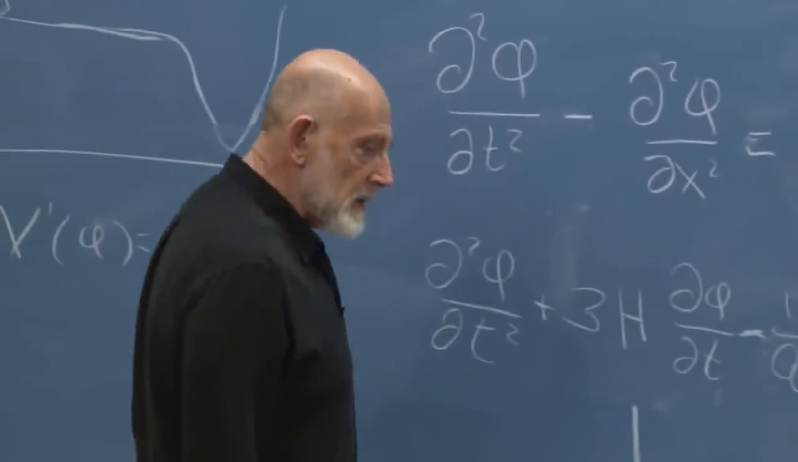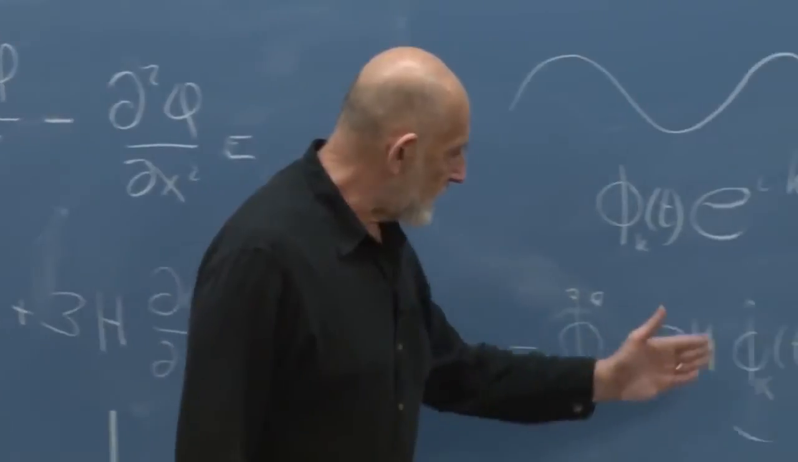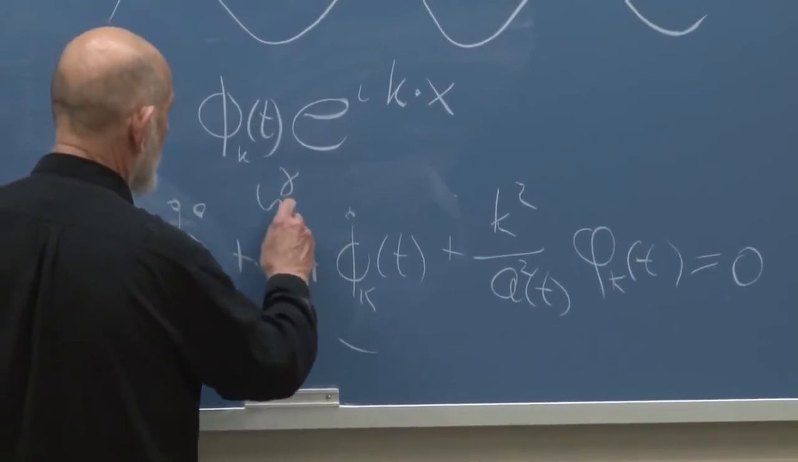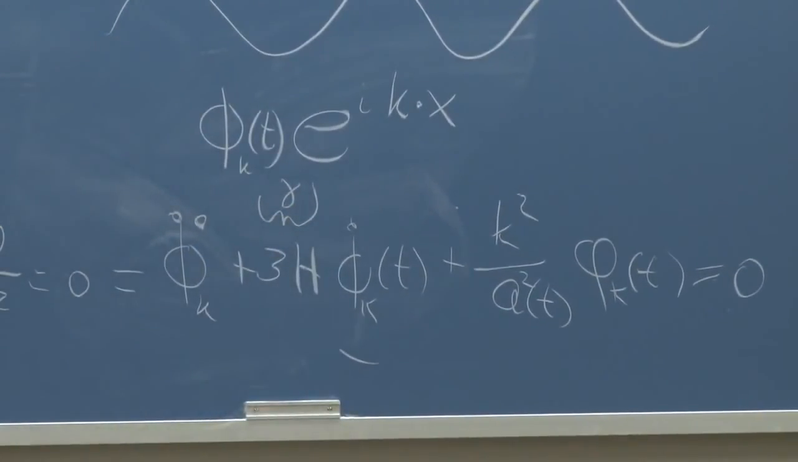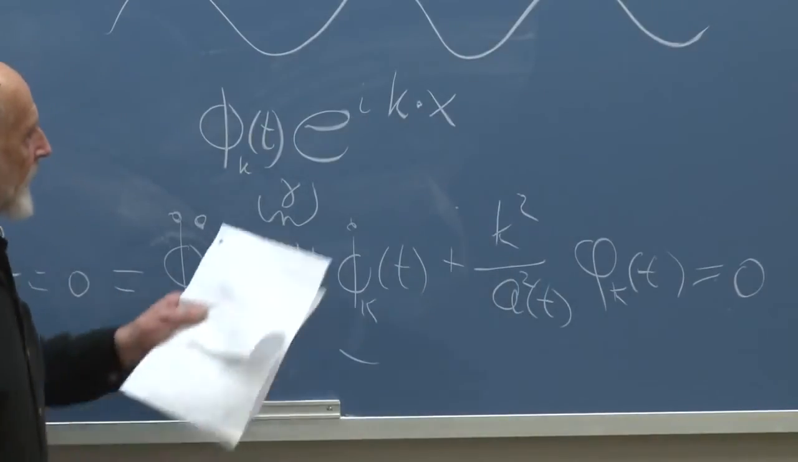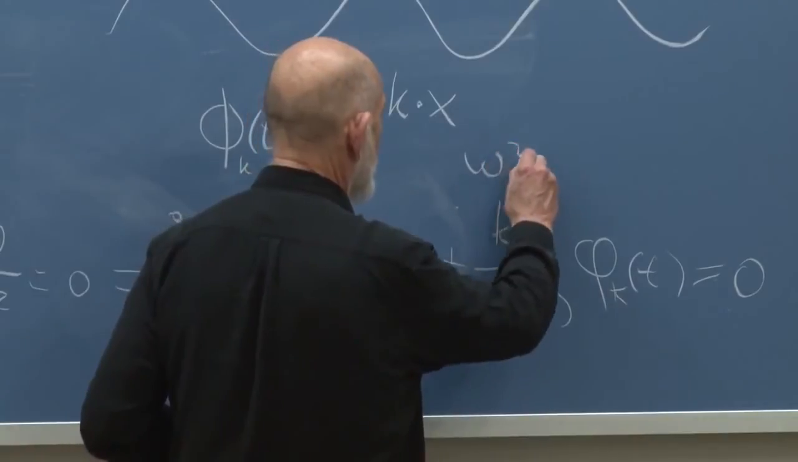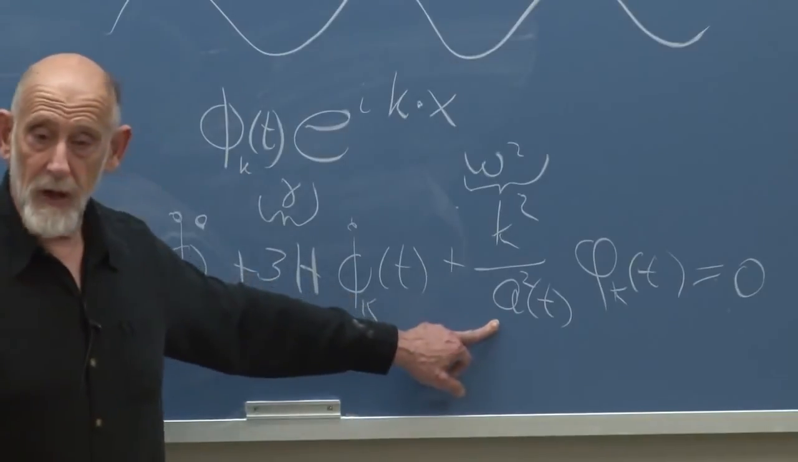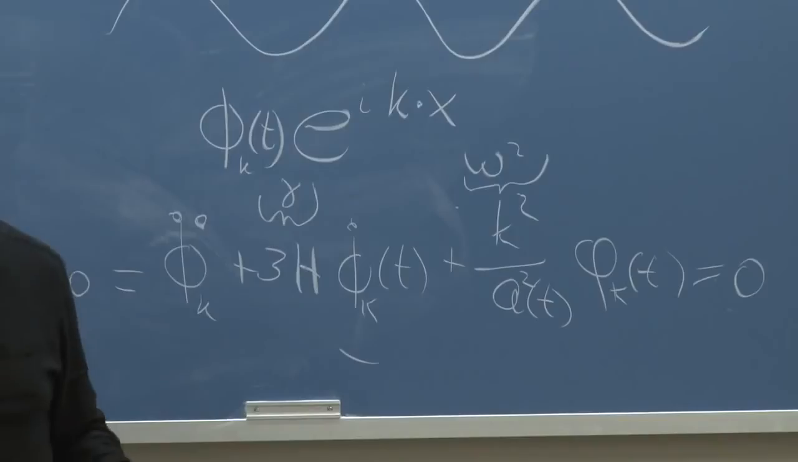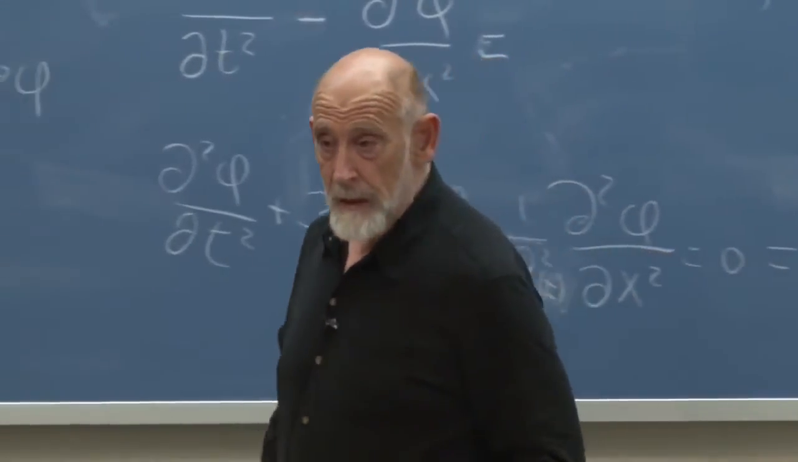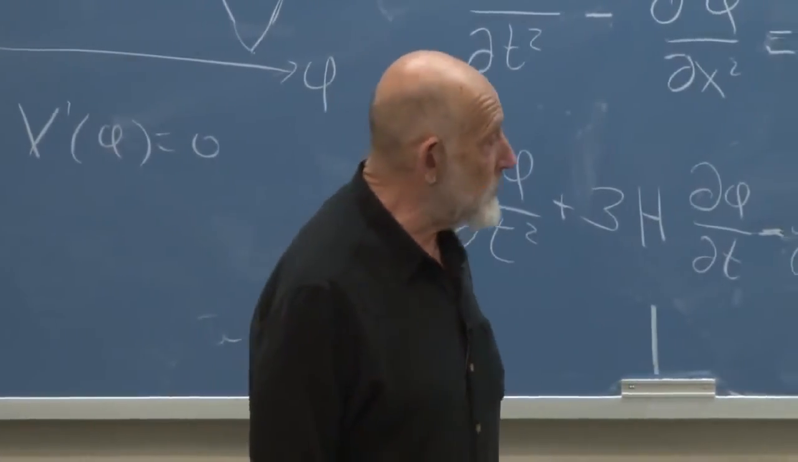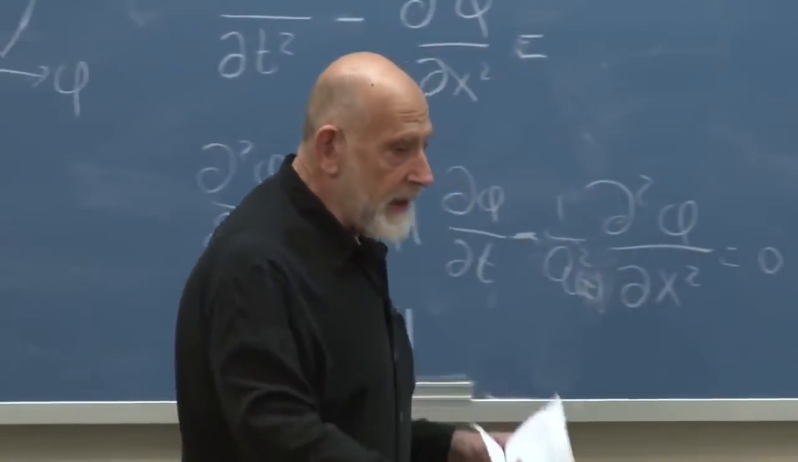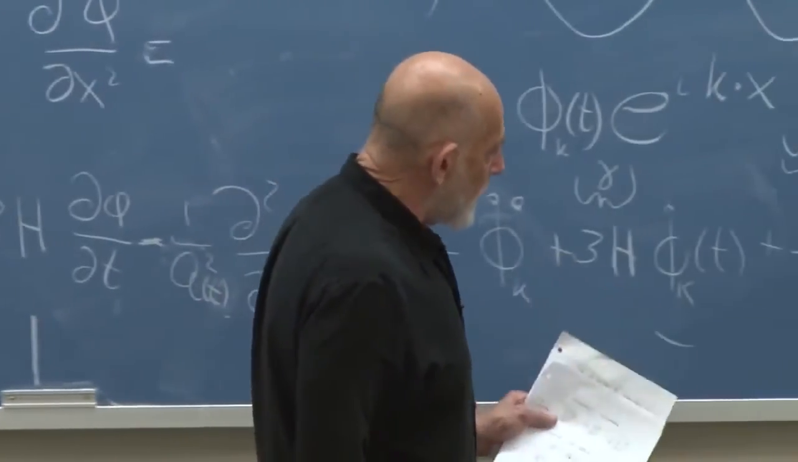Here we have the damped harmonic oscillator. Phi double dot, 3H phi dot, where 3H plays the role of gamma, times a constant times phi. That's what we call omega squared. But with one new thing: omega squared depends on time. And as the universe expands, omega squared gets smaller and smaller. If the universe exponentially expands, we can even say how a squared gets big, but we're not going to worry about it. We're just going to say a increases with time, and so the restoring force decreases.